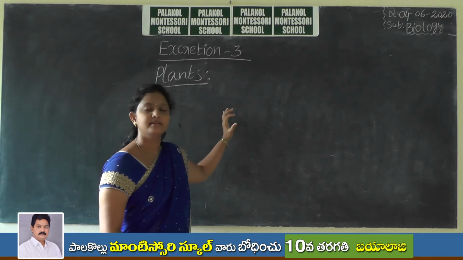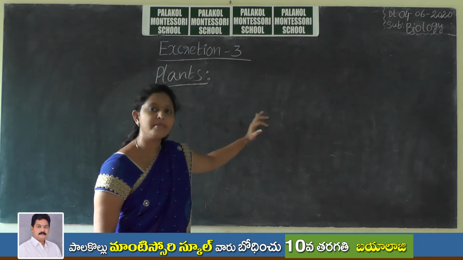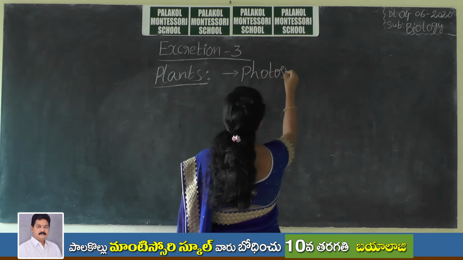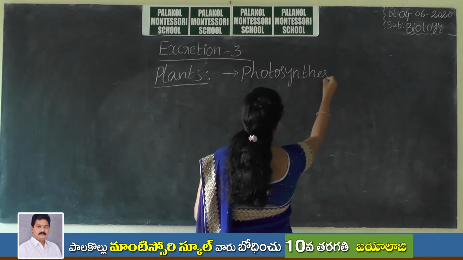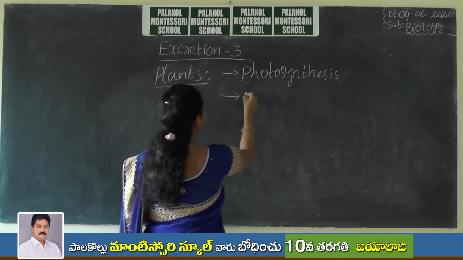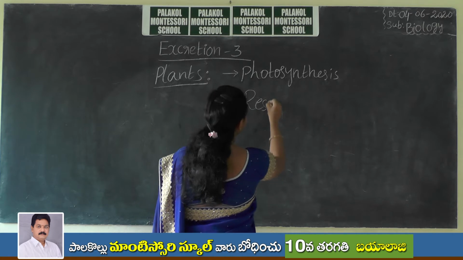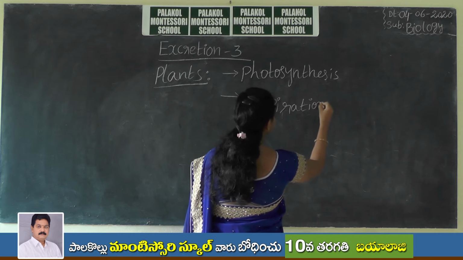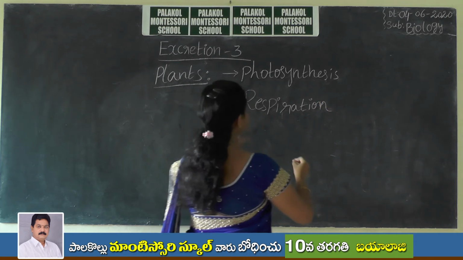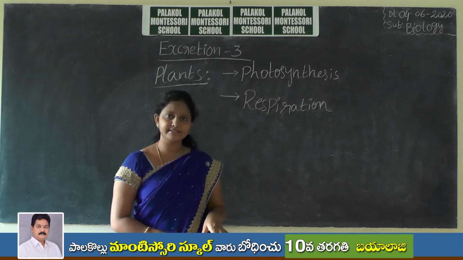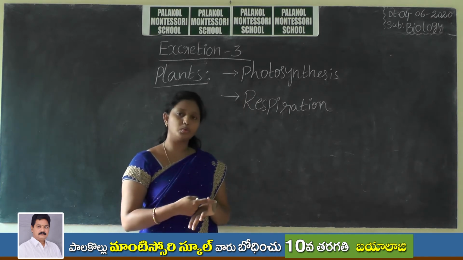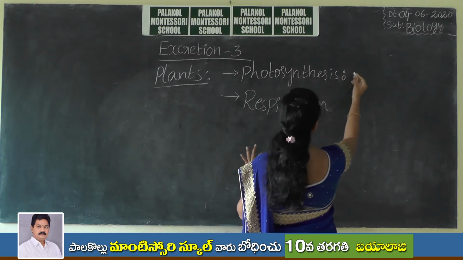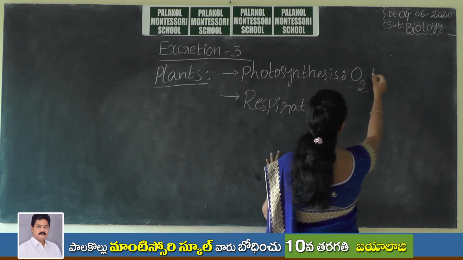Plants have two phenomena: photosynthesis, and the second one is respiration, like us. In the photosynthesis process, what are the end products? That is starch or glucose. Along with the starch and glucose, there are byproducts released from the photosynthesis process, that is O2 and water.